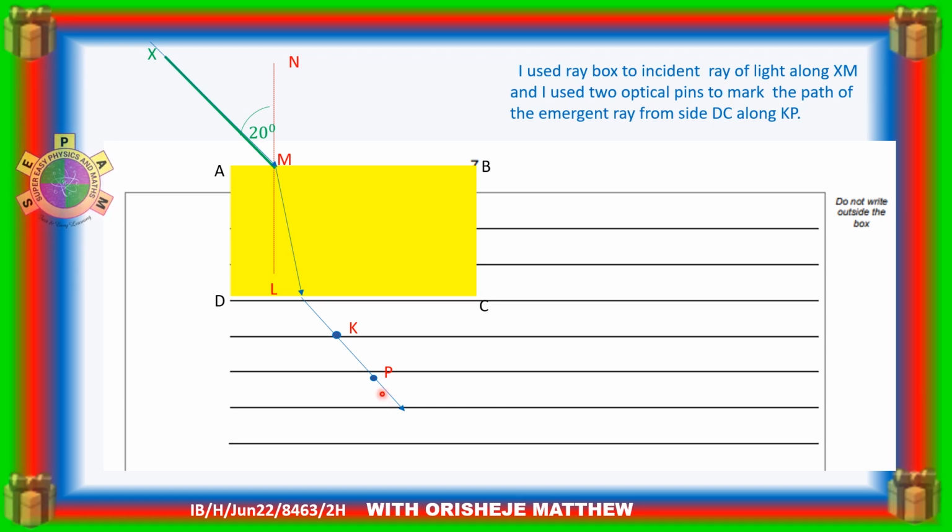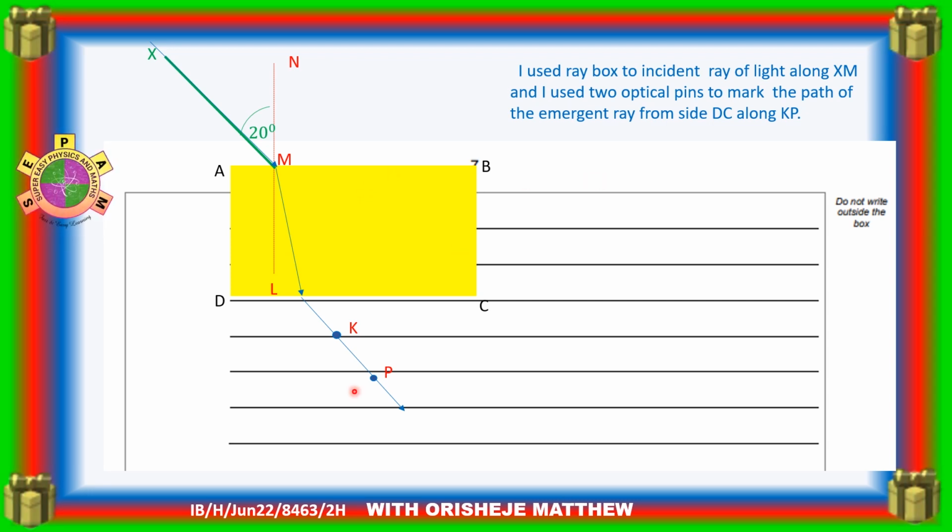Then the next thing you are going to do, you remove the glass block. Okay, after you remove the glass block, well, before you trace this line, you have to place back the glass block on the outline ABCD, okay, before you use the ray box to track the direction of the light. So just take note of that. Then the next thing that you are going to do, you remove the glass block.